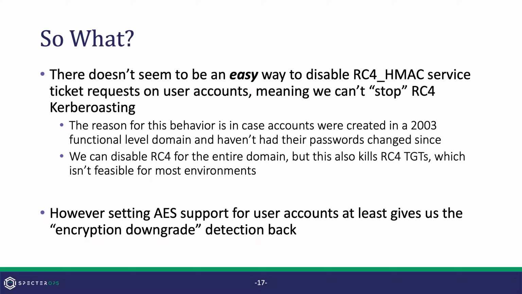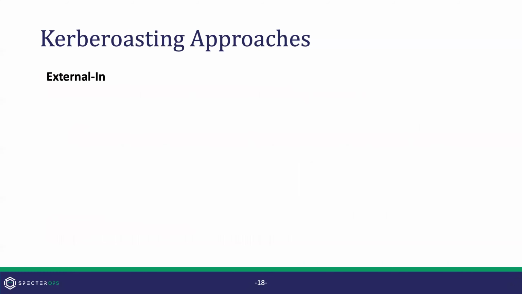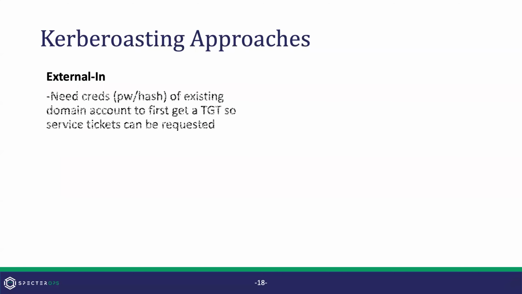Now I'm going to switch gears into some of the operational Kerberoasting approaches. So there's two main ways that people tend to do Kerberoasting. The first one is what I kind of term external. So this would be using something like Impacket, using something like Metasploit, either where you're plugged in on the network or you're proxying in your traffic through an implant. With this approach, because you're not using a domain authenticated user context, you need credentials, like a password or a hash, of an existing domain account to first get a ticket granting ticket so you can then request service tickets.